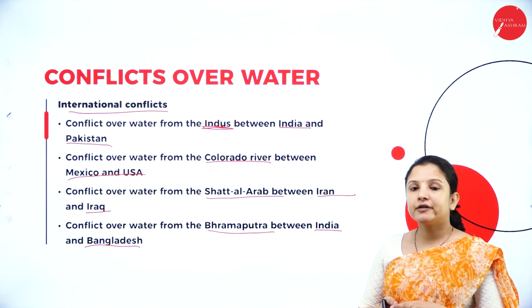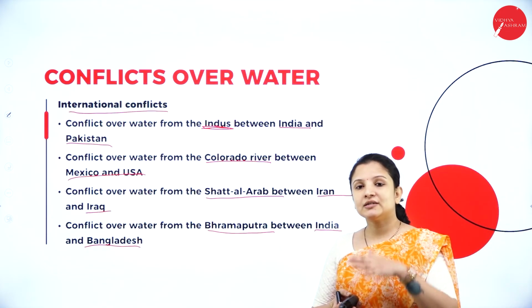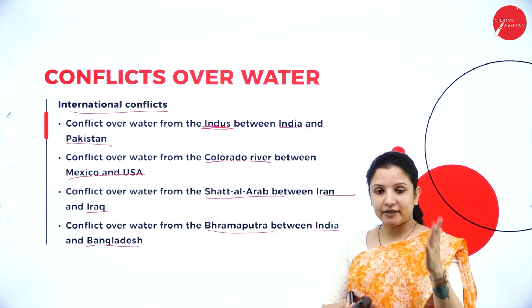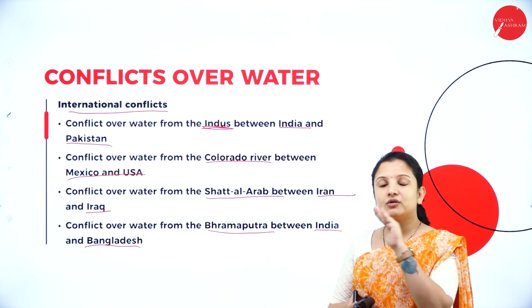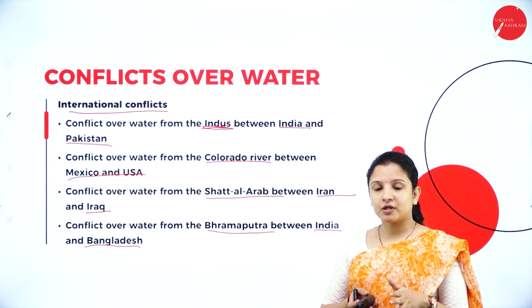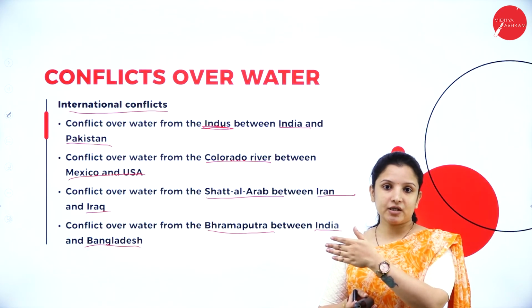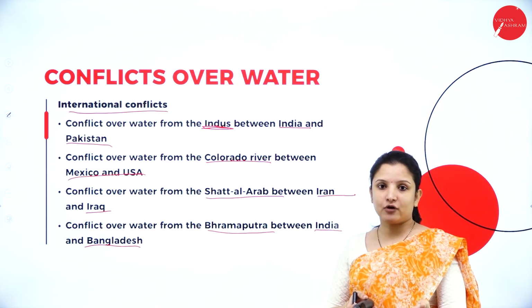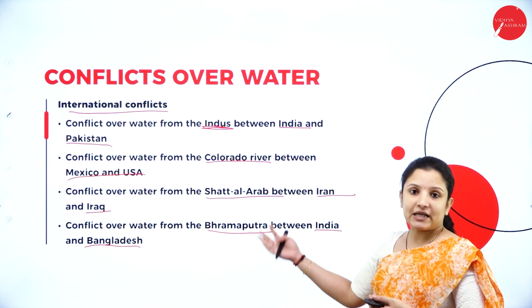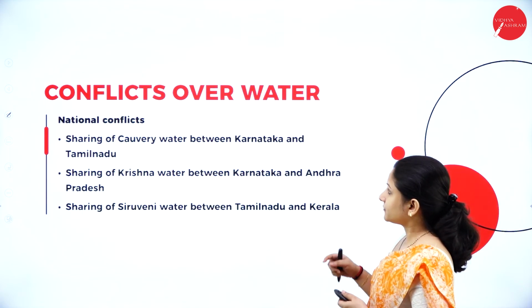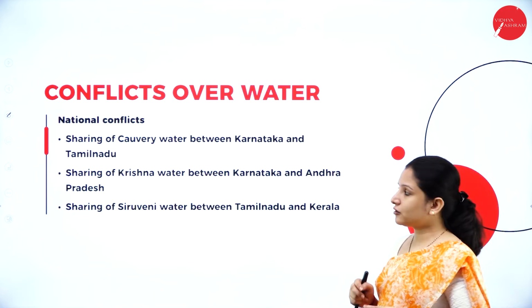So why does this conflict usually arise? Because dams would have been constructed. The continuous flow of water from the river to the neighboring nation will be stopped. Therefore, the people in that particular country will start protesting. So these are the different international conflicts that are there. Next, talking about the national conflicts.